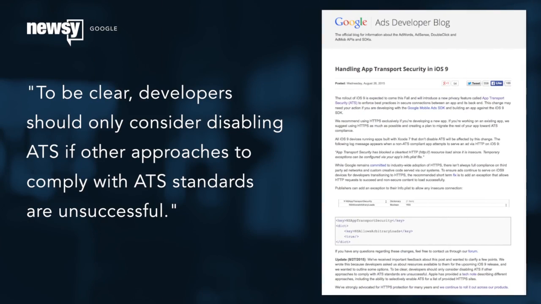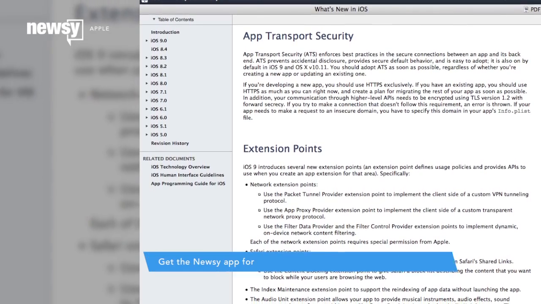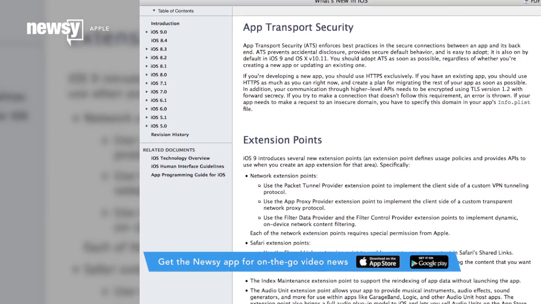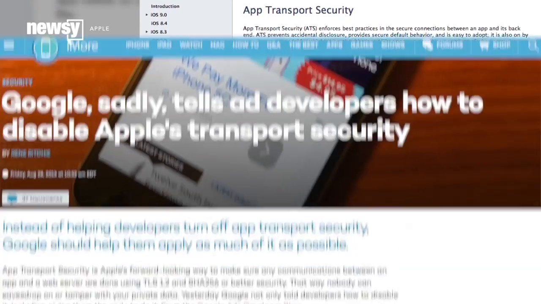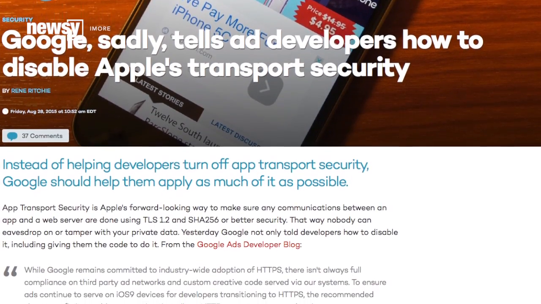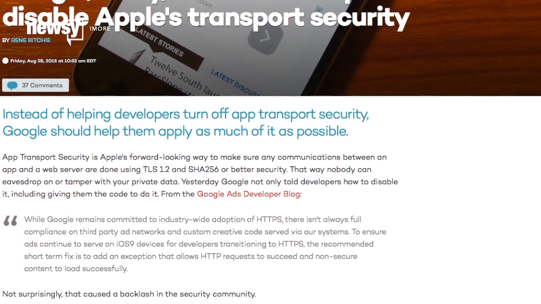To be clear, developers should only consider disabling ATS if other approaches to comply with ATS standards are unsuccessful. And for what it's worth, Apple provides the same instructions for disabling ATS, or letting specific domains, like say Google's ad servers, through. But a writer at iMore suggests Google should be working to figure out how to make ATS and ads play nicely, instead of just punting.